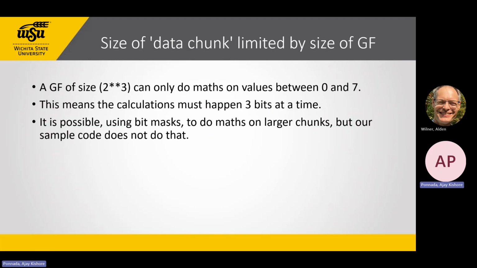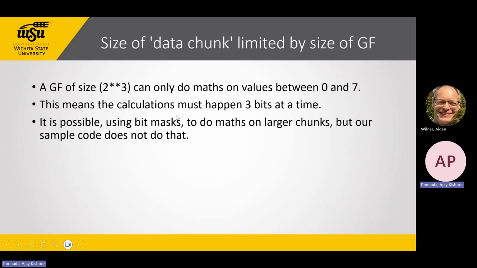Now, a GF of size 2^3 can only do math on values between 0 and 7. This means the calculation must happen 3 bits at a time. It is possible to use bit masks to do math on large chunks, but our sample code does not do that. In Galois field 2^3, we can just do math between 0 and 7.